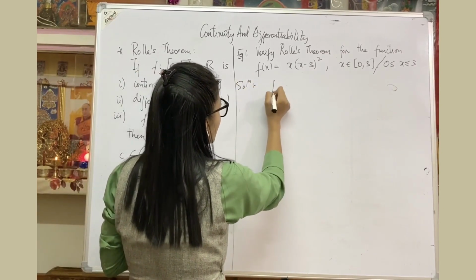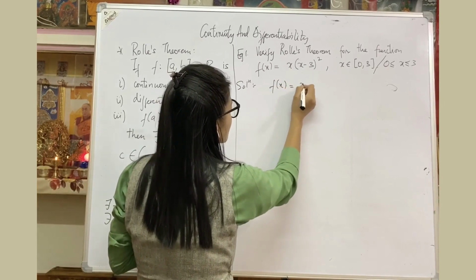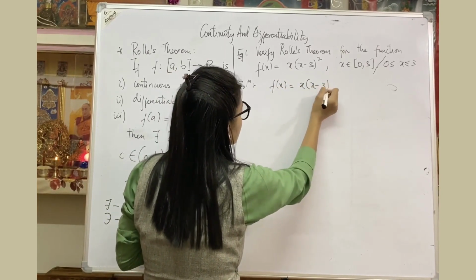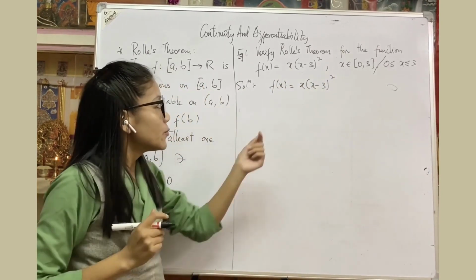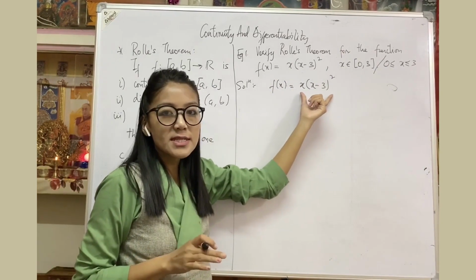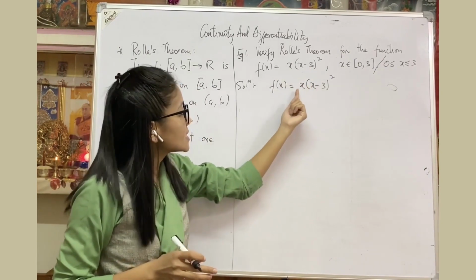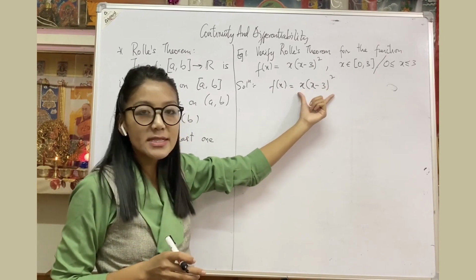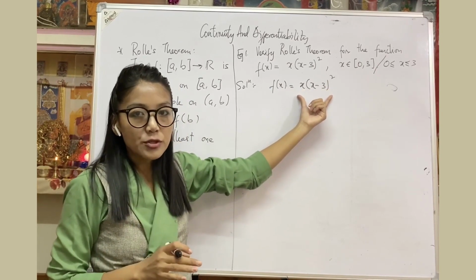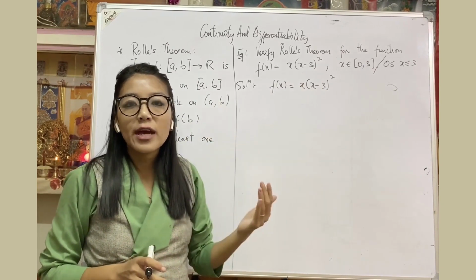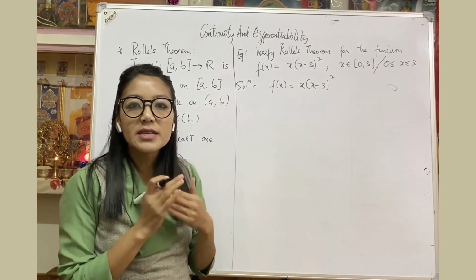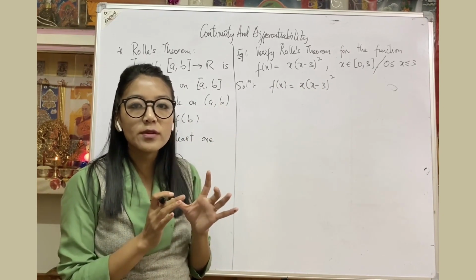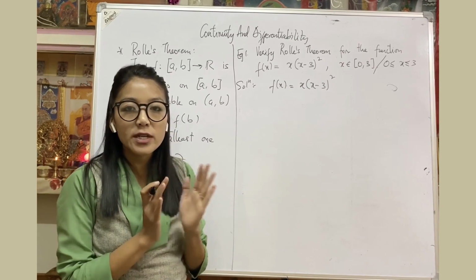Now here you are given function f(x) is equal to x into (x minus 3) whole square. First you see what type of function it is. You can see that f(x) is equal to x into (x minus 3) whole square, which means it is a polynomial function. Now we know that a polynomial function is continuous everywhere. A polynomial function is continuous on the set of all real numbers.